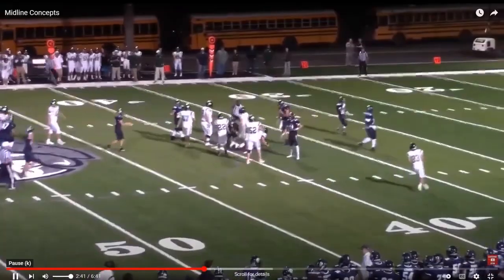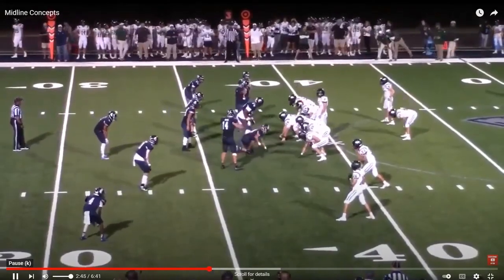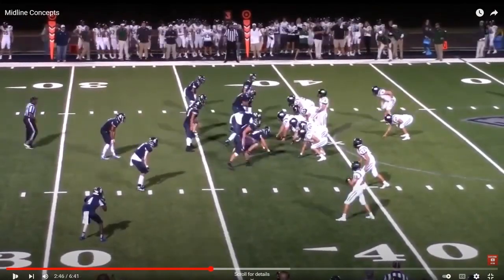All right, get a little weak side look. And what we have is an unbalanced set. So we've got unbalanced twins. We've got tight end twins over here. So not only are we going weak side, we're going true nub side, getting nub side over here.